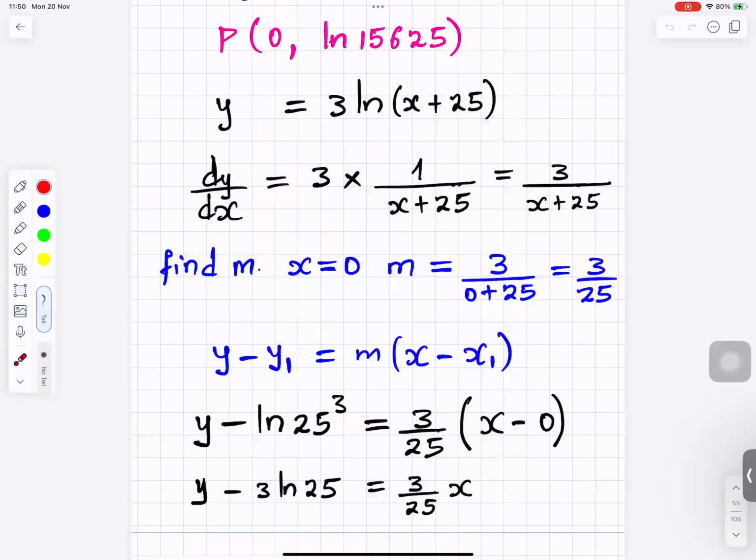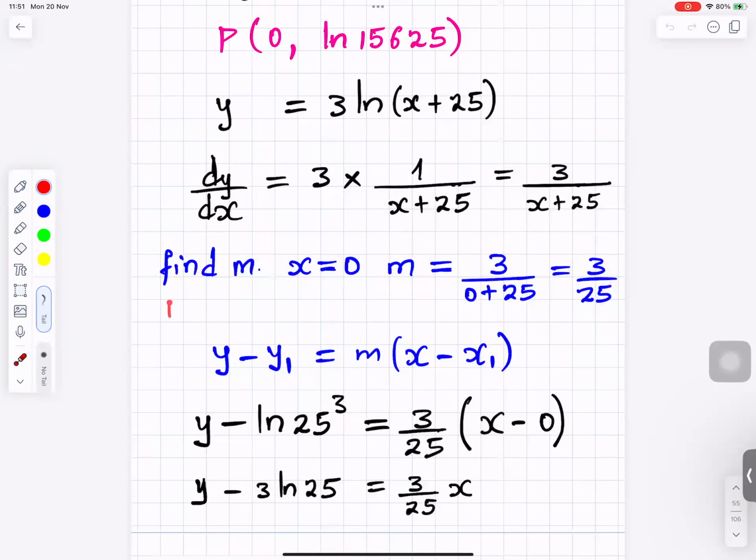So when you differentiate ln(x + 25), you get 1 over (x + 25) times that 3. So it's 3 over (x + 25). But we want to find the gradient m, and now we know dy/dx. So we put x is 0 because they say x is 0. Put x is 0 in that expression, you get the gradient to be 3 over 25.